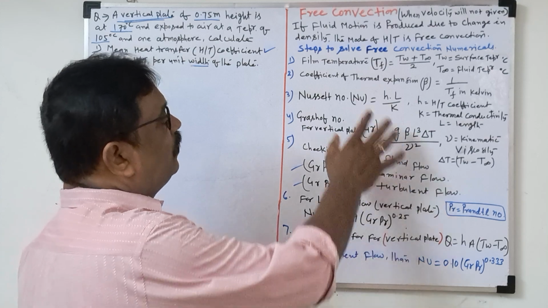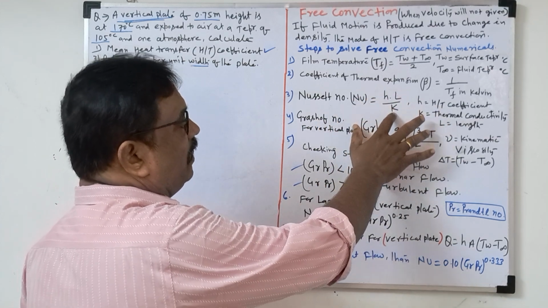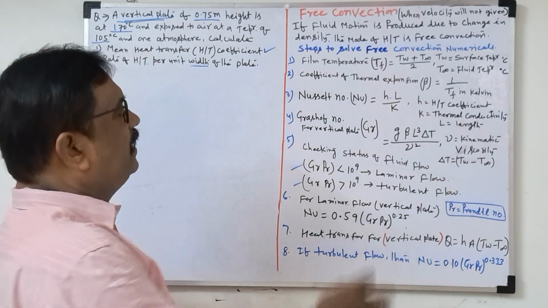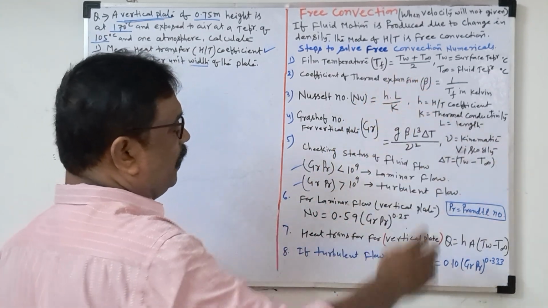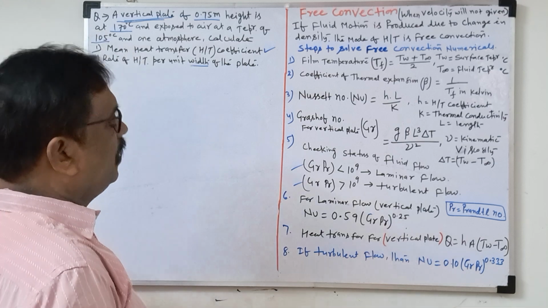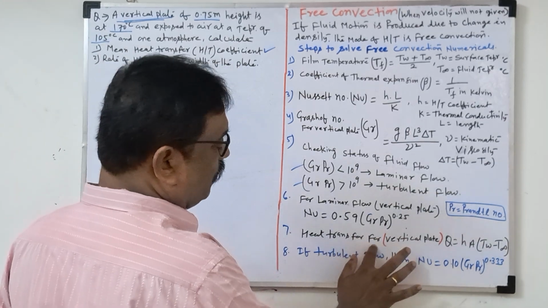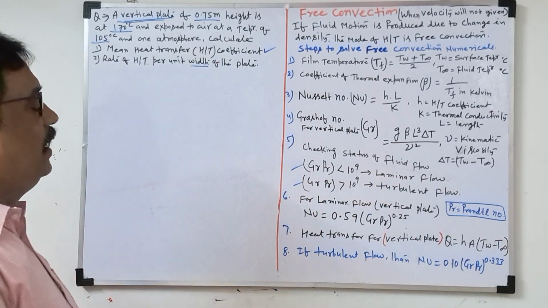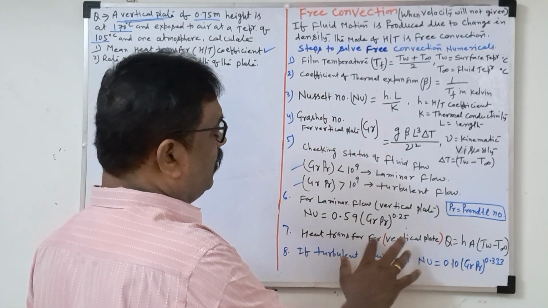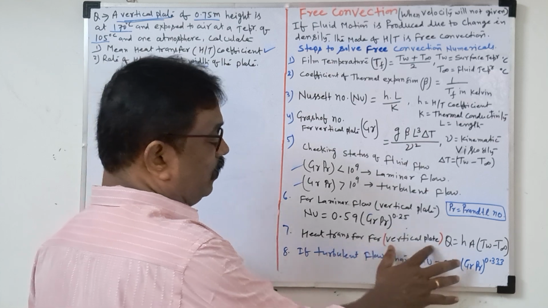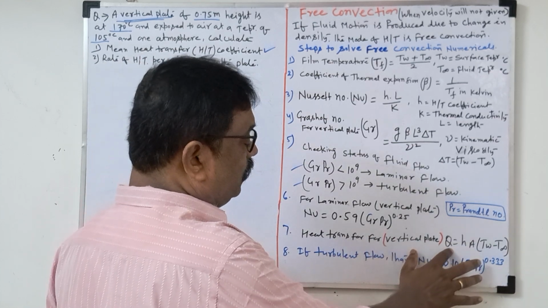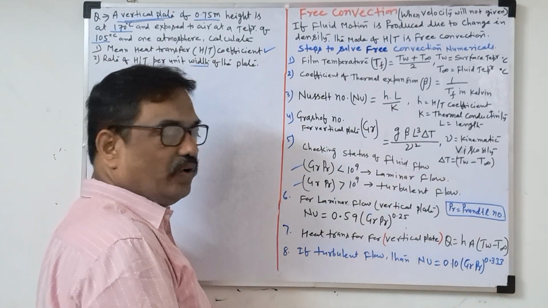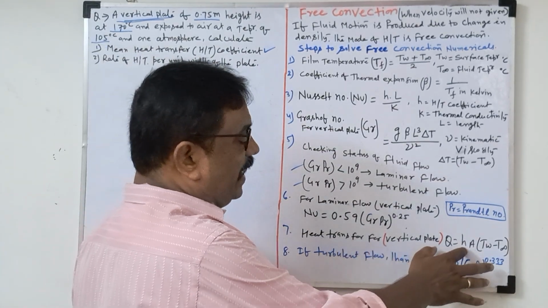Once we find the Nusselt number, we substitute into Nu equals hL by k. h is the heat transfer coefficient, L is length, k is thermal conductivity. So we'll find h, the heat transfer coefficient. Once we find the heat transfer coefficient, then we find Q, the heat transfer, for the vertical plate. Horizontal plate we'll give the concept separately and solve the problem. We will solve the vertical plate first. For the vertical plate, Q equals hA(Tw minus T infinity). So always in a convection problem, when we are finding the heat transfer, only h will be the unknown.